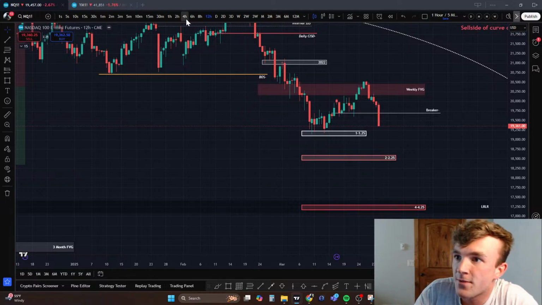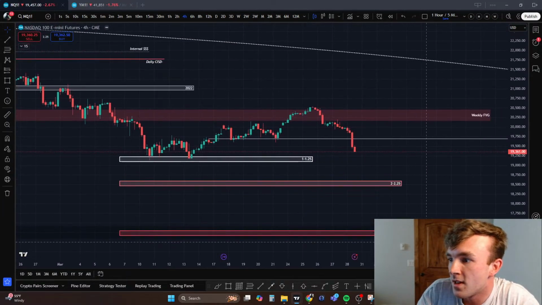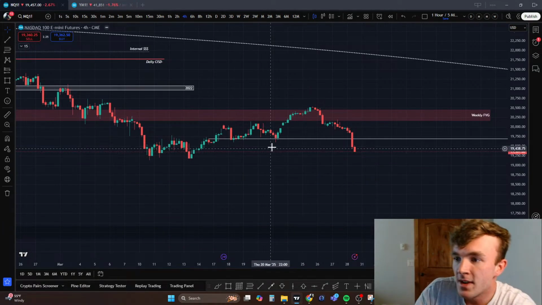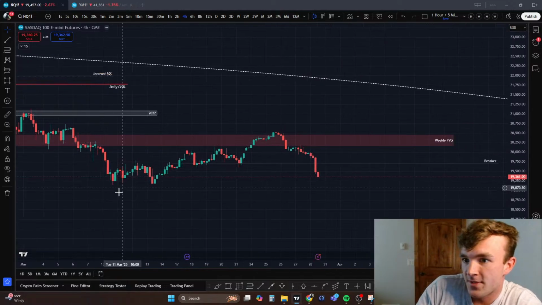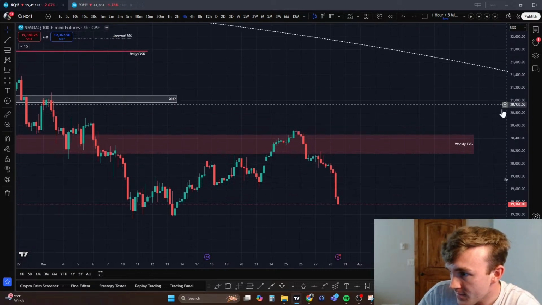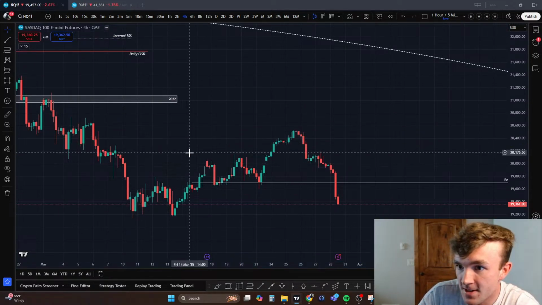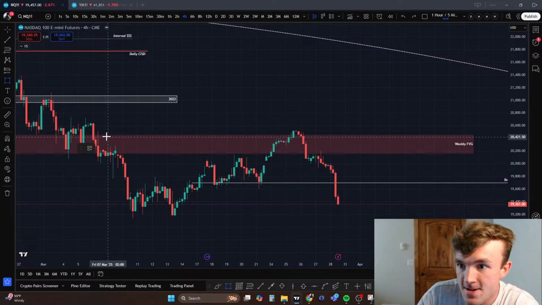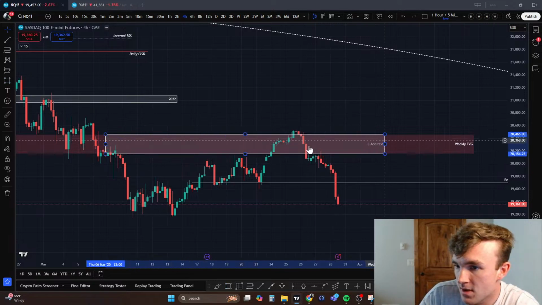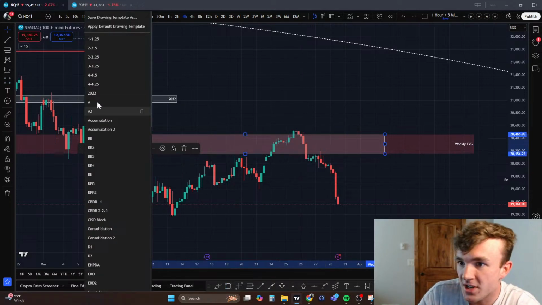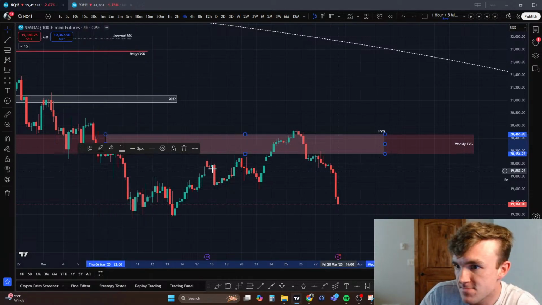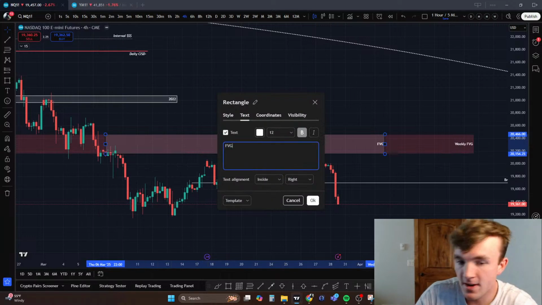So let's jump down to the 4 hour now and figure out what's going on. Let's get rid of this. The most obvious thing on the 4 hour is that we had this weekly fair value gap, and the weekly's aligned with the 4 hour. So I'm gonna change the color of this here. The weekly's aligned with the 4 hour. So we got a 4 hour change to the delivery there.